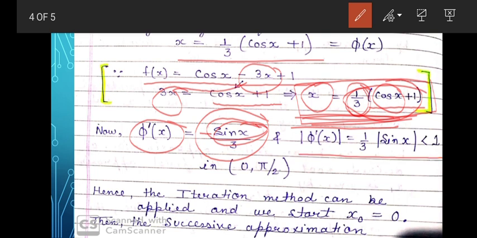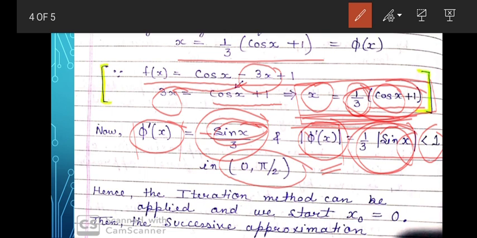If you put a mod sign on both sides, the negative will convert into positive, and it will become 1 by 3 mod sin x. If you substitute any value between 0 to pi by 2 in this sin x, you will get all values less than 1 only. This is the condition for the iteration method: whatever phi dash x is, it should be less than 1. If you put 0 here, the whole function becomes 0, which is less than 1.